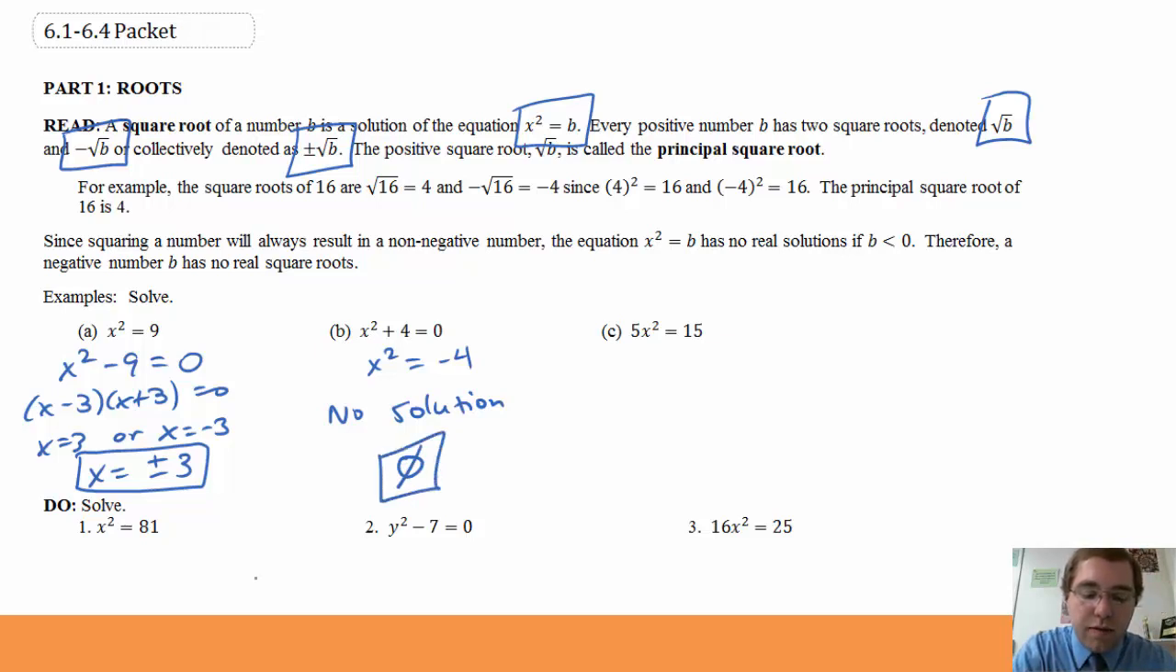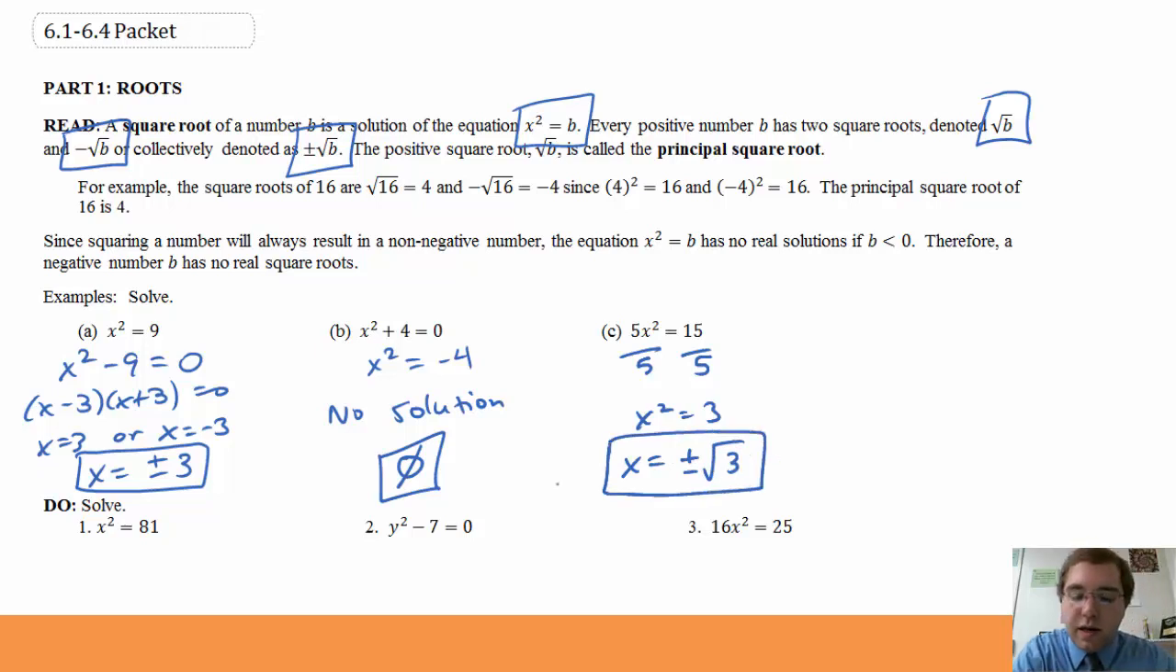Example C. 5x squared equals 15. I need it so that the x squared is by itself, so I need to divide both sides by 5. Okay, then I've got x squared equals 3. So I'm told that the solutions to that are going to be the square roots of 3. Well, what are the square roots of 3? The square roots of 3 are plus and minus square root of 3. And I stop there because 3 is not a perfect square, so its square root, while it's a real number, is an irrational number. I can't write it as a whole number.